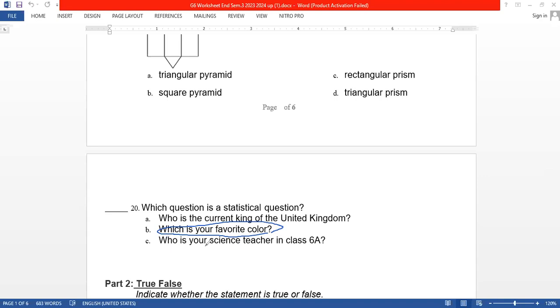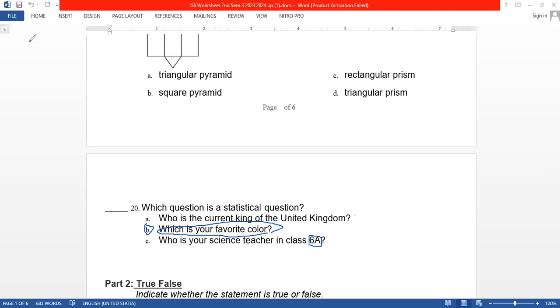But look at choice C, who is your science teacher in class 6A. This means you have one answer. All the students will have the same answer. Who is the current king of the United Kingdom? So here we have only one answer. So question B is statistical because he gave me a variety of responses.